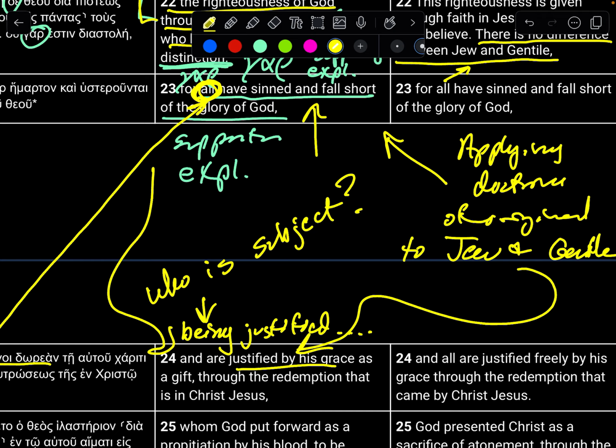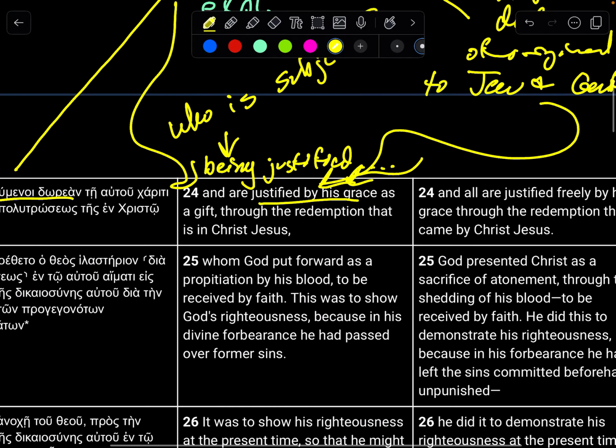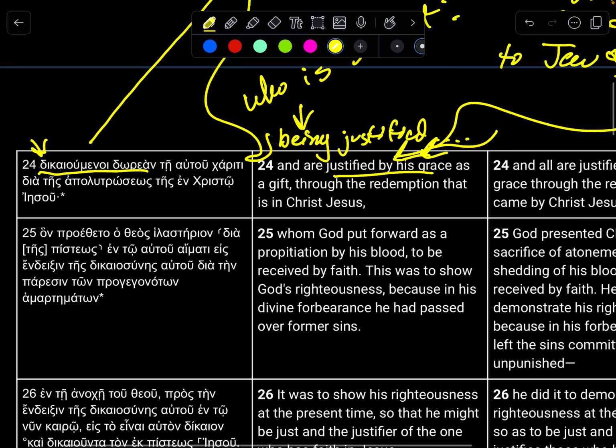So in other words, for all have sinned and come short of the glory of God. For Jew and Gentile have both sinned and come short of the glory of God. And all of the Jews and all the Gentiles that have ever been and ever will be justified are being justified by grace. And that is because of their sin. There's no other way to be justified. And so I think that is Paul's idea here. And that is the main thrust of Paul's argument.